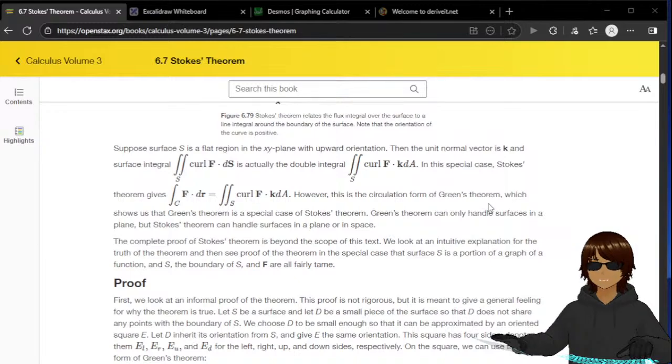Green's theorem can only handle surfaces in a plane, but Stokes' theorem can handle surfaces in a plane or in space. Complete proof of Stokes' theorem is beyond the scope of this book. We look at an intuitive explanation for the truth of the theorem and then see a proof of the theorem in the special case that surface S is a portion of the graph of a function, and S, the boundary of S, and F are all fairly tame.